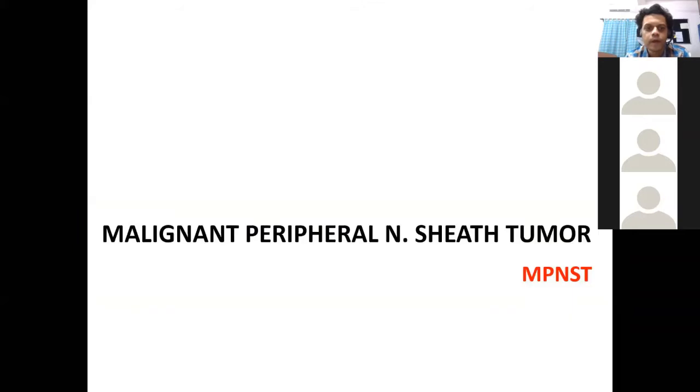Coming to the last entity of this chapter, this is a big one, malignant peripheral nerve sheath tumor. People often say that you cannot diagnose it histologically, that you need IHC, and even IHC will not help you. But I will show you a few clues by which you can strongly suggest a possibility of an MPNST.